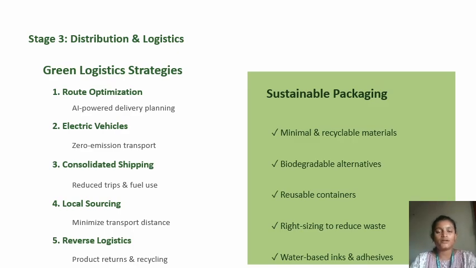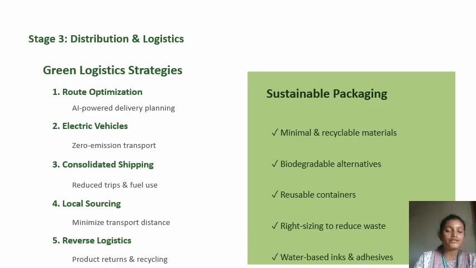Then distribution and logistics. First is sustainable strategy. These are route optimization, electric vehicles, local sourcing, reverse logistics. They are packaging techniques, reducing unnecessary material and using eco-friendly alternatives. This stage ensures products move efficiently with minimal environmental cost.